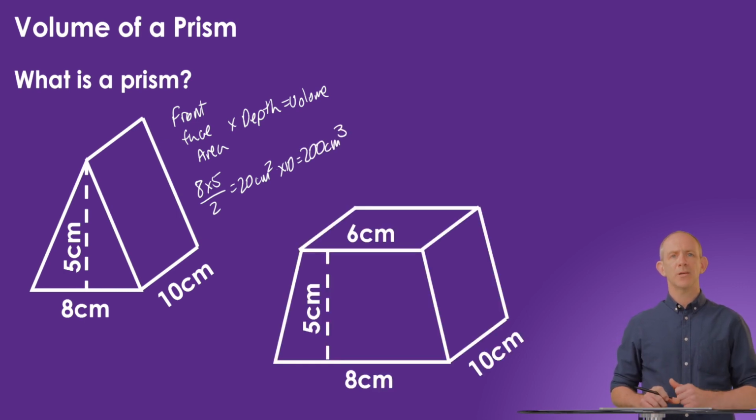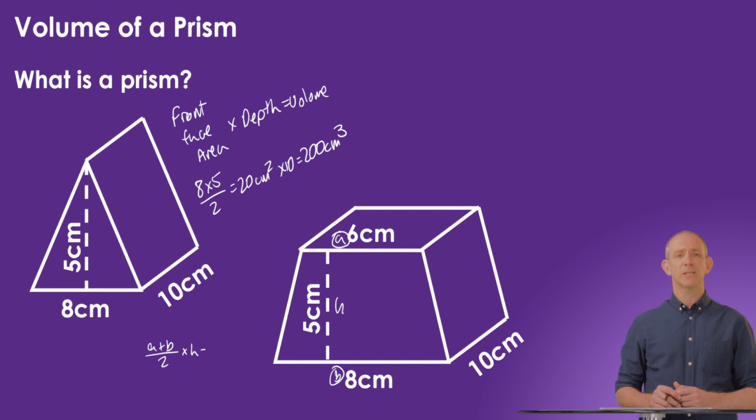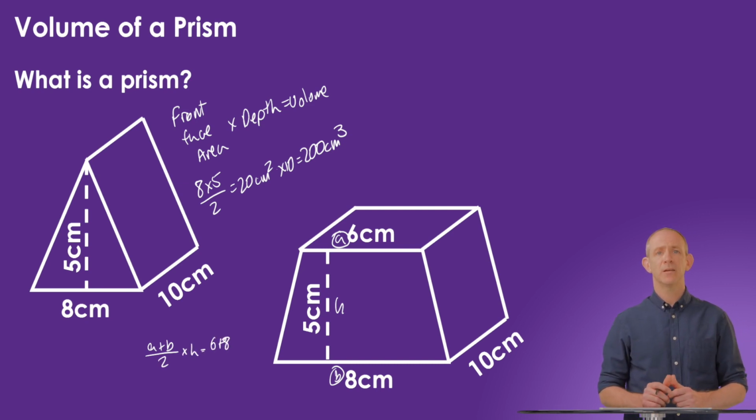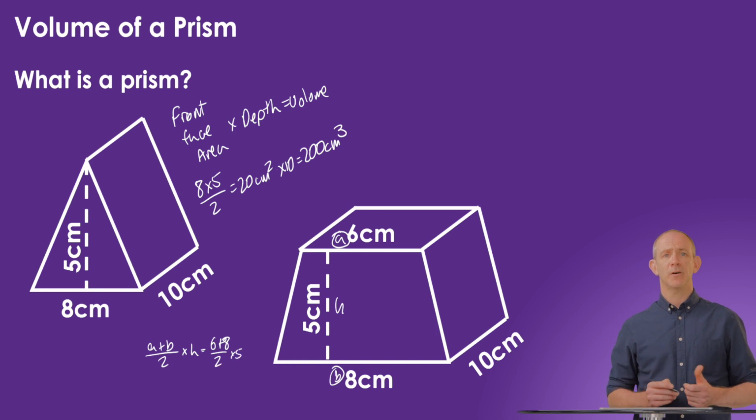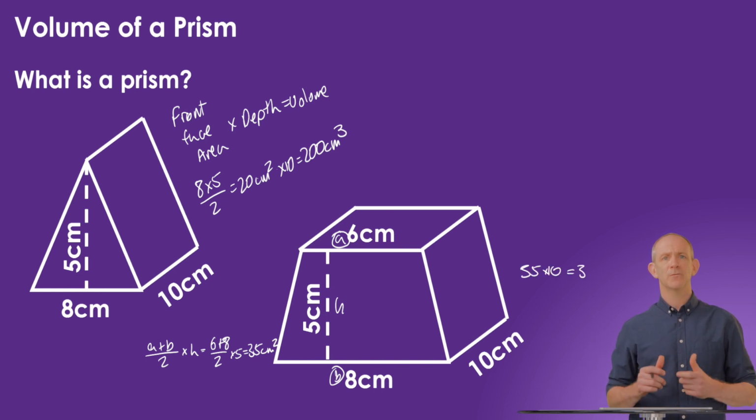Next, we've got a trapezium face prism. To calculate the front face of this prism, it's the top parallel side A plus the bottom B, which is divided by 2 and then multiplied by the height. In this case, it would be 6 plus 8 divided by 2 and then multiplied by 5, which would give us 35 centimeters squared. Times by 10, which is the depth, would give us 350 centimeters cubed as the volume for this prism.